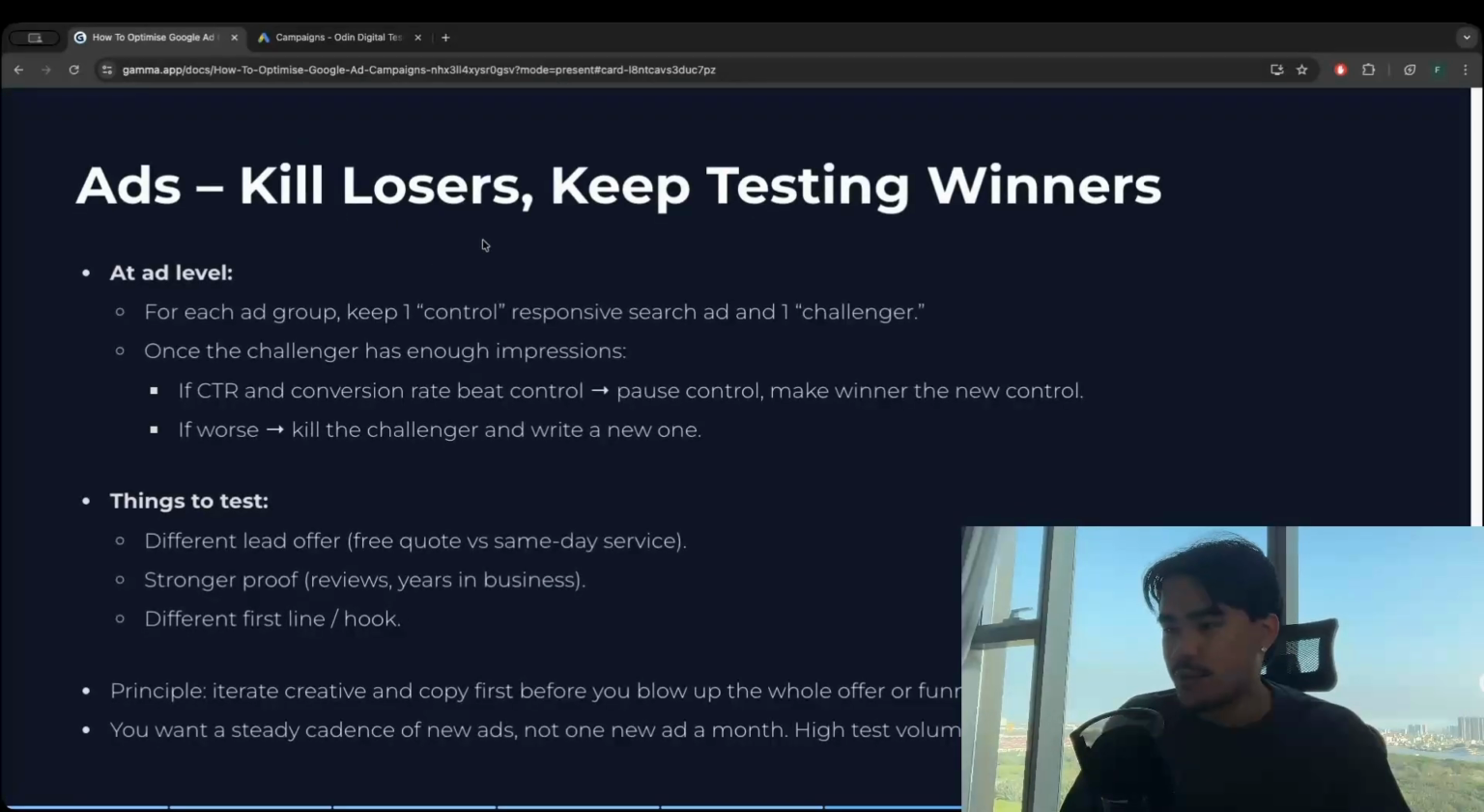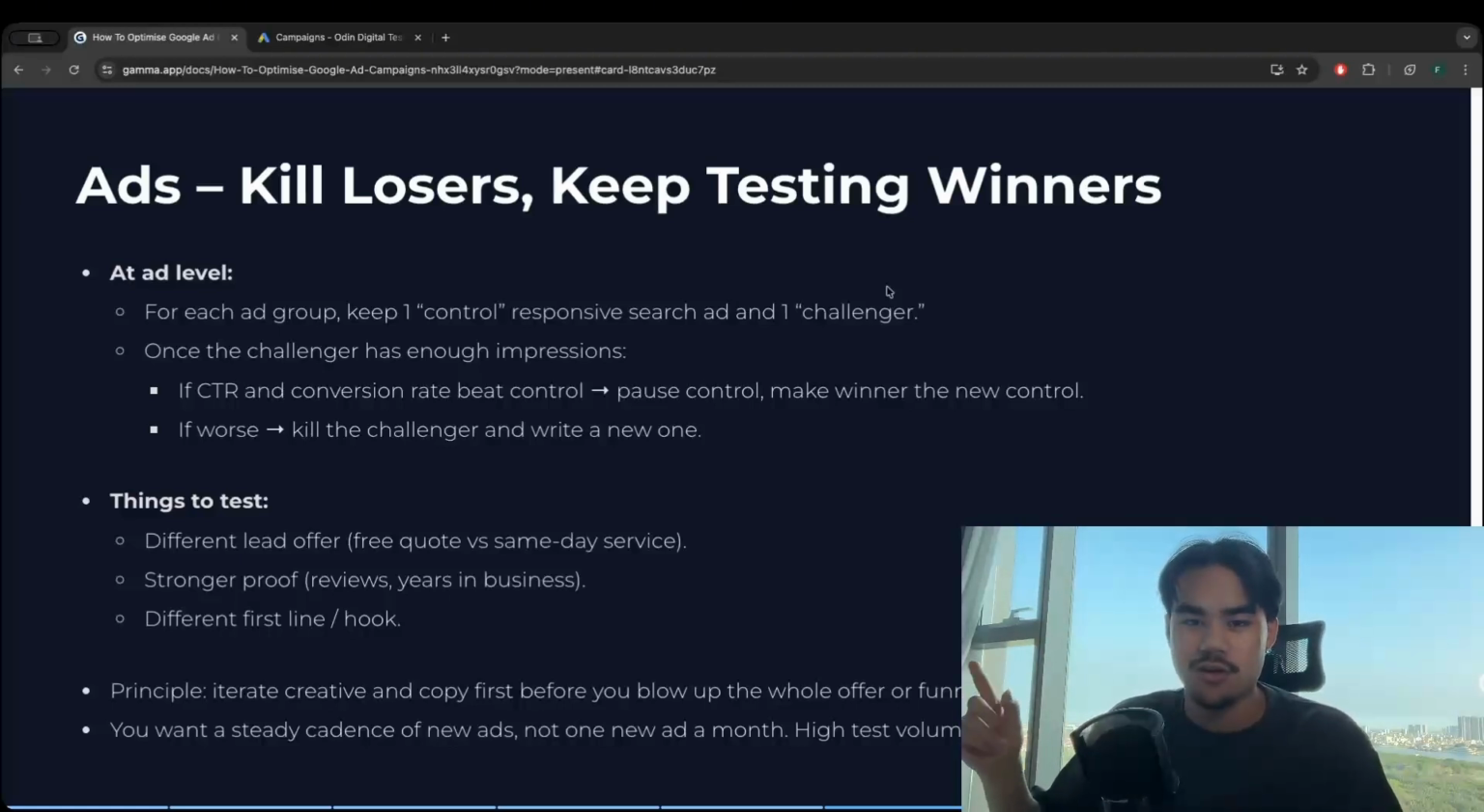In terms of the ads, we want to kill losers and keep testing winners. So at the ad level, for each ad group, we want to keep one control responsive search ad and one challenger. Once the challenger has enough impressions, and enough people have seen the ad, we can work out click-through rates and conversion rates. If the click-through rate and conversion rate beat control, then we want to pause control and make the new winner the new control, right? And if it's worse, then we want to kill the challenger and write a new one. And this is exactly how you keep testing ads.